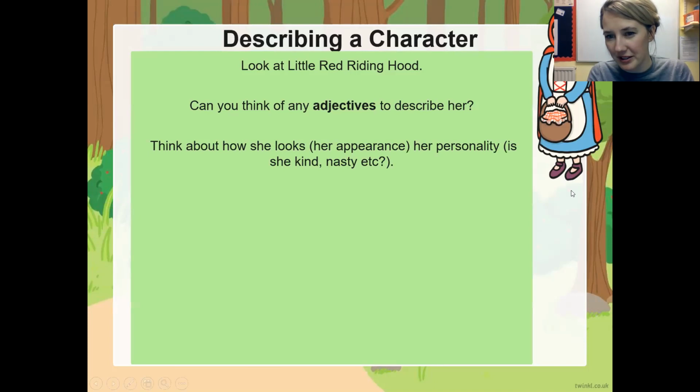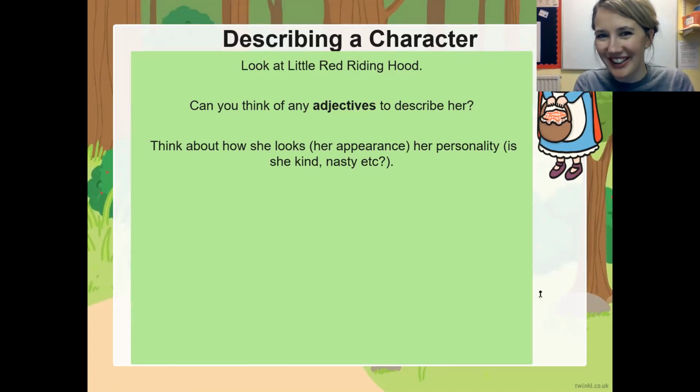I have got a picture there of Little Red Riding Hood for you. And so you want to have a look at how she looks, so her appearance. Look how she's got a blue dress, a red coat, soft brown hair. Okay. So blue dress is better than writing dress. Blue frilly dress adds even more information, doesn't it? I'm going to move it up there because I keep looking down.